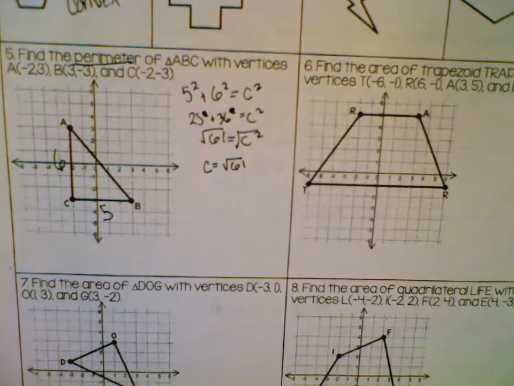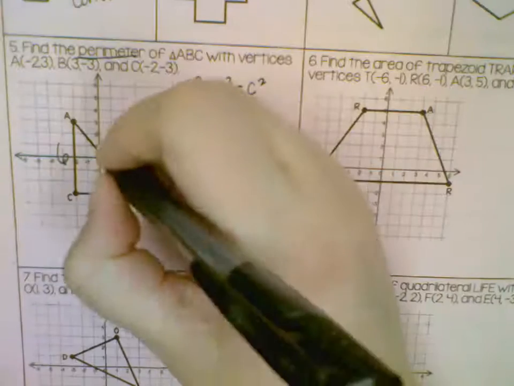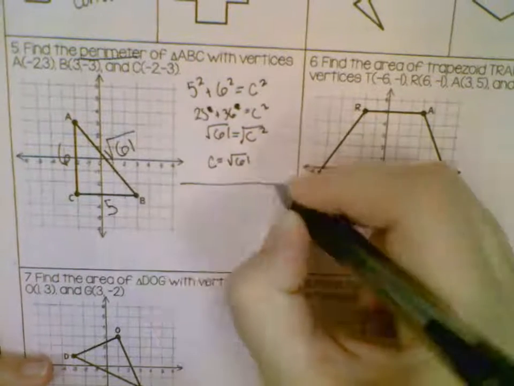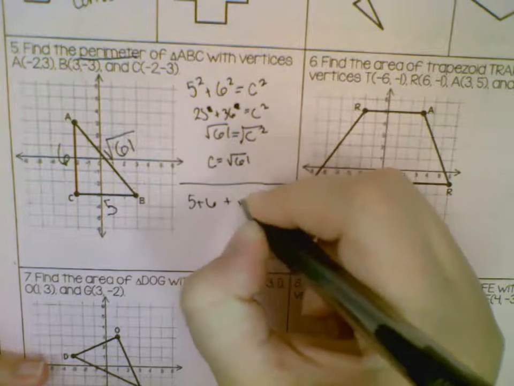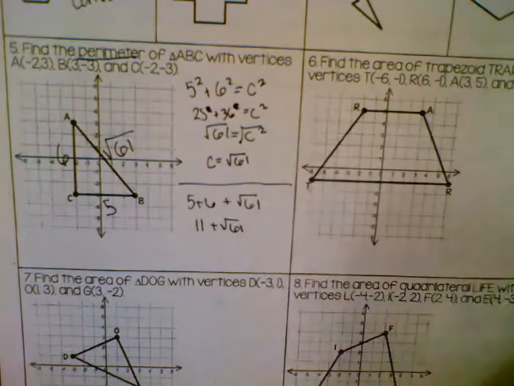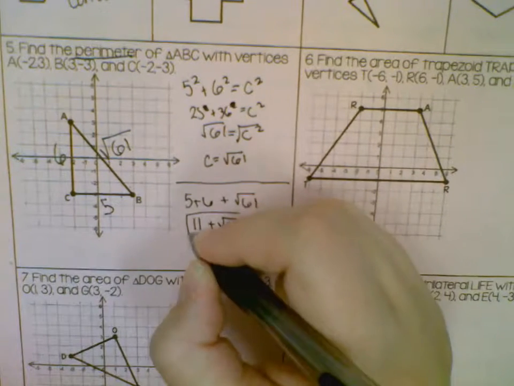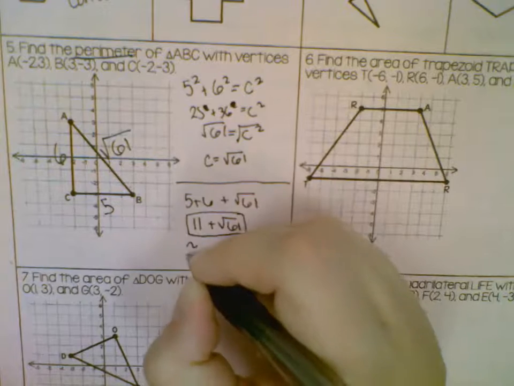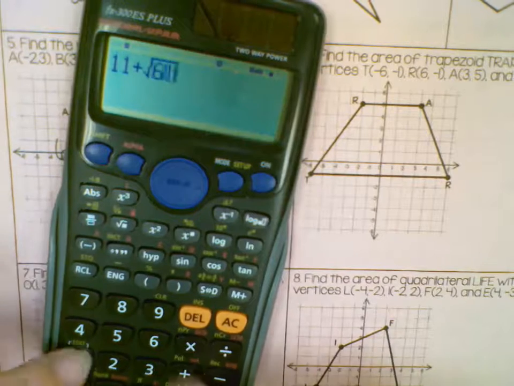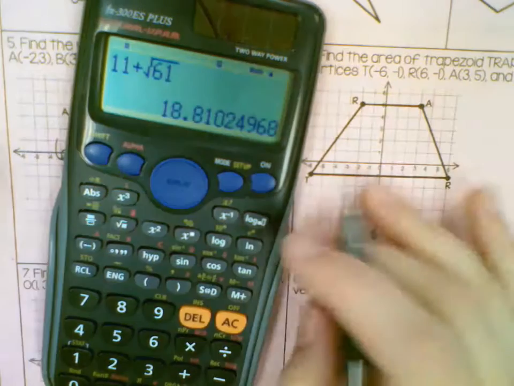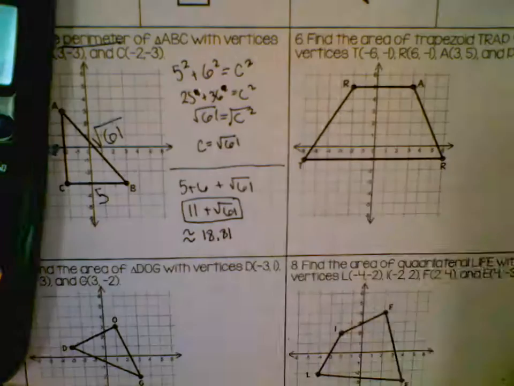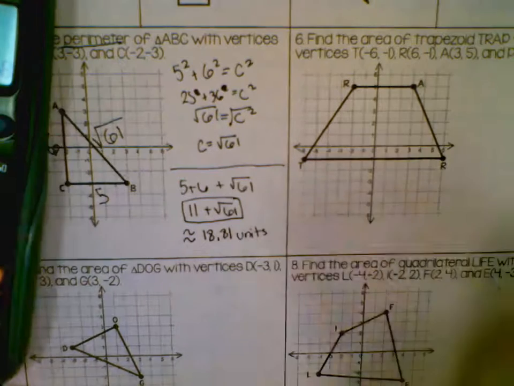Okay, so if we're finding the perimeter, that means we will add up all the sides. So 5 plus 6 plus the square root of 61. So it's 11 plus the square root of 61. So that's the exact answer. But we can change it to a decimal and see. So we would do 11 plus the square root of 61, and we get 18.81. So this is approximately 18.81. And we don't know how big our units are, so we'll just write units.